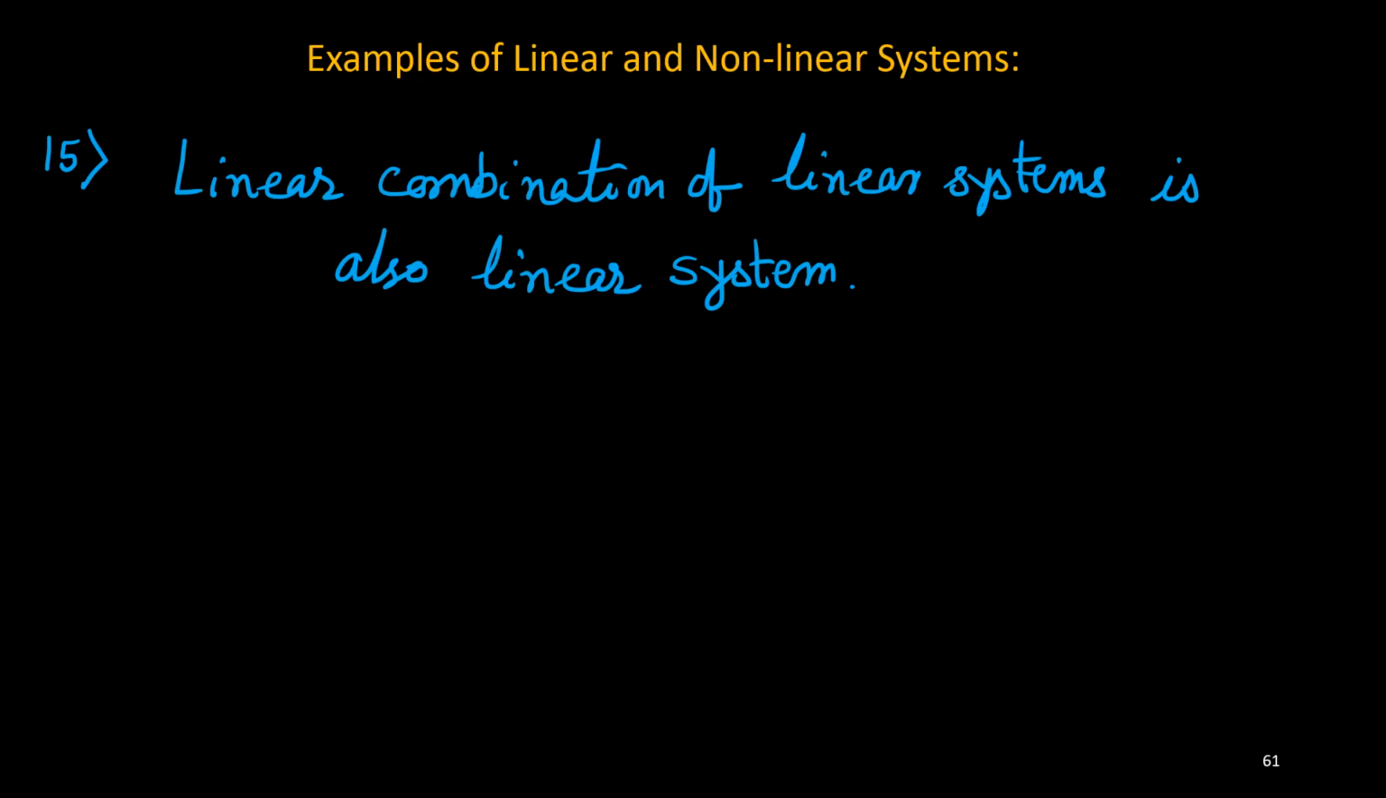Now, linear combination of linear systems. If we consider some parallel combination of linear systems and we add them at the end, then the total system is again going to be linear. So a linear combination of linear systems is also linear. That is important. But in the combination, if you have one nonlinear system, so one linear and one nonlinear, then the total system will become nonlinear.